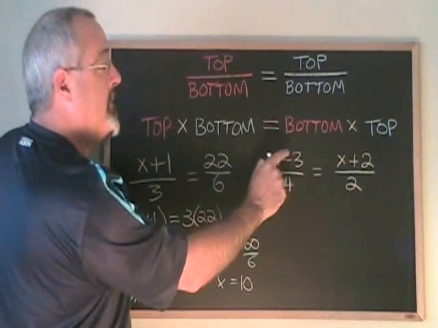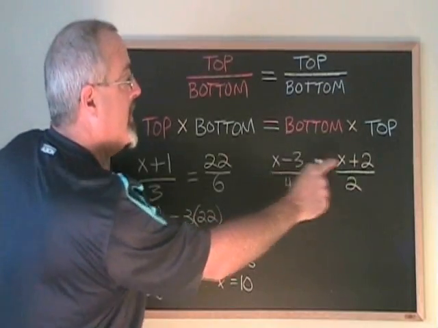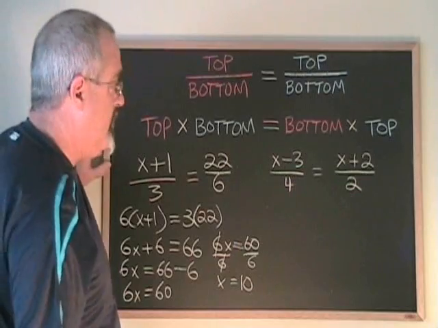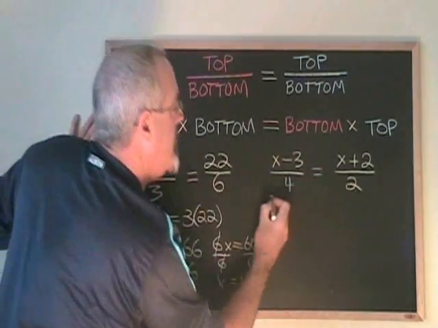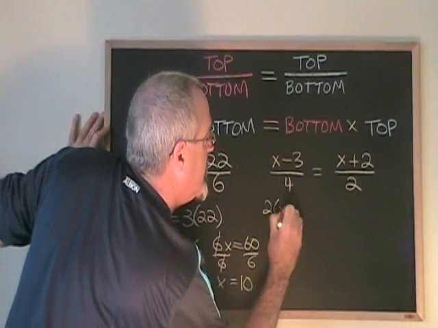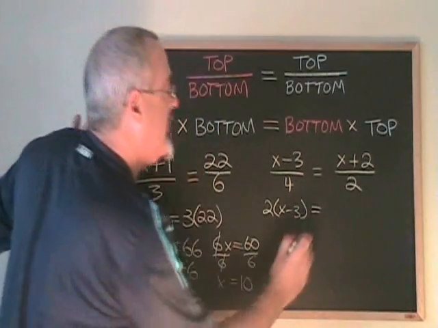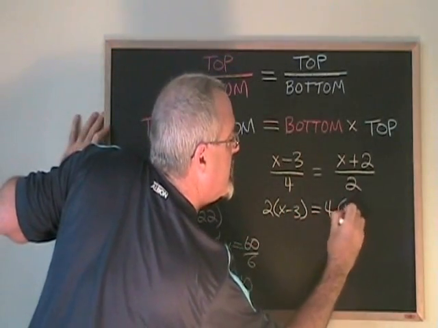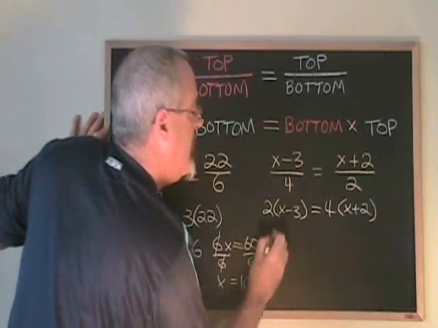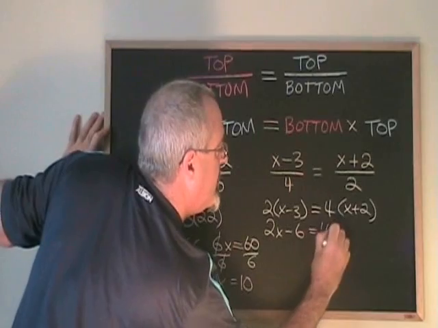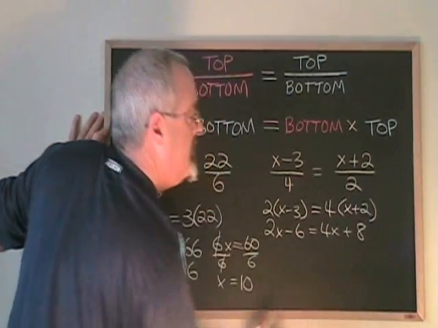Over here, we have two algebraic expressions occupying two of the positions. And this can still be solved with cross multiplication. Top times bottom becomes 2 times x minus 3. Bottom times top becomes 4 times x plus 2. This simplifies to 2x minus 6 equals 4x plus 8.